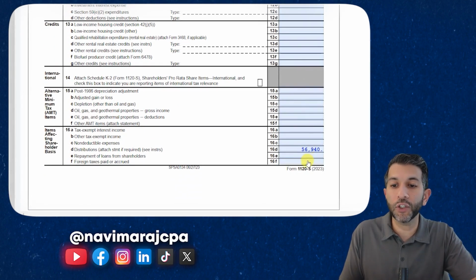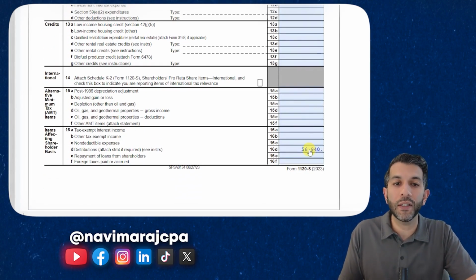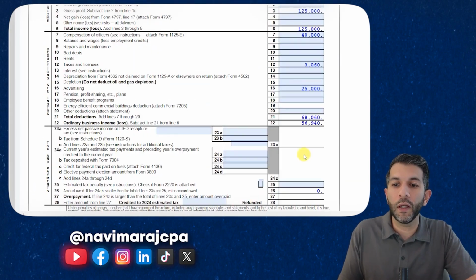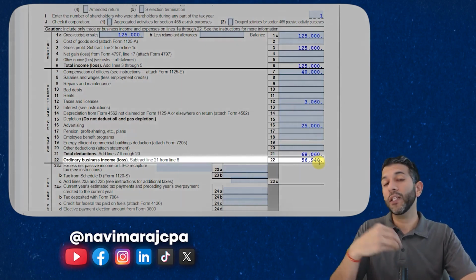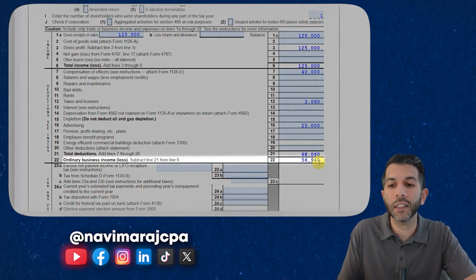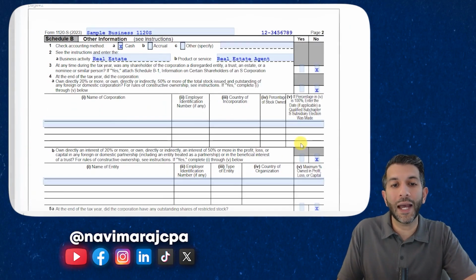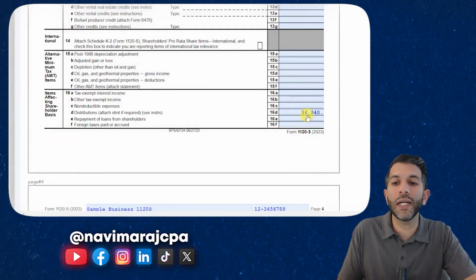We also had some distributions. What I mean by this is the profit that you had in your business. Let me go back up to page 1 for a moment. The 56,940, you needed that money. You needed that money to pay your mortgage and your bills and your car payment and for your kids' expenses and all that stuff. So you took that money out of your business, out of your S corporation, and you took that money out as what's called a distribution.